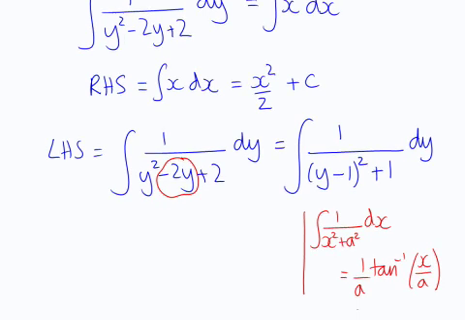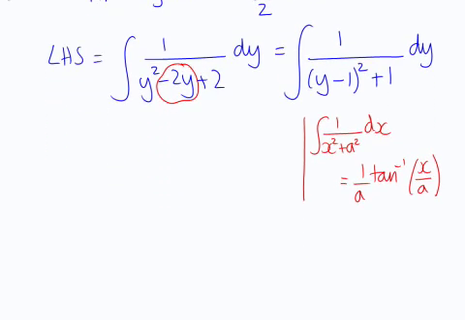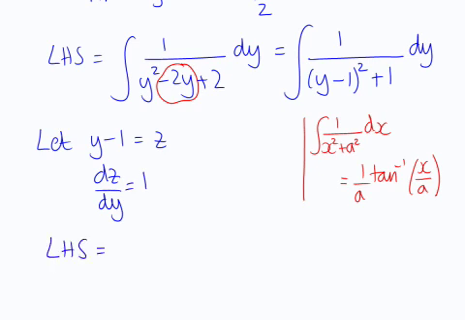So what I can do, you could do this all in one go if you know what you're doing, but I'm going to take it slowly, and what I'm going to do is let y minus 1 equal z, let's say, another variable. And I'm going to use a simple substitution in order to evaluate this integral. Hopefully you can see from this that dz by dy is just 1. So in fact, the left-hand side, when I come to change variables, I get, instead of y minus 1 squared, z squared. And then I have a plus 1 at the end. And instead of dy, I just have dz.